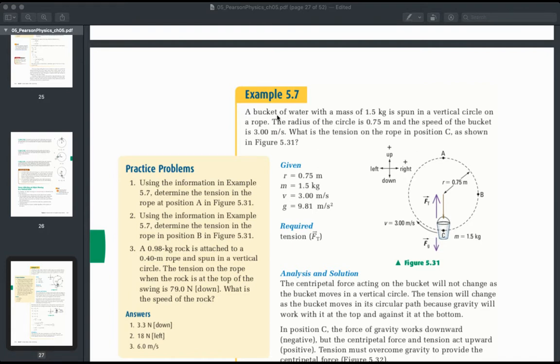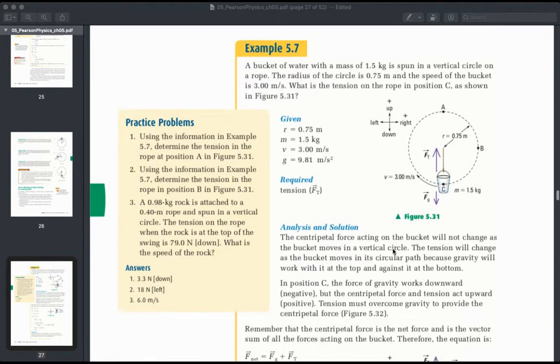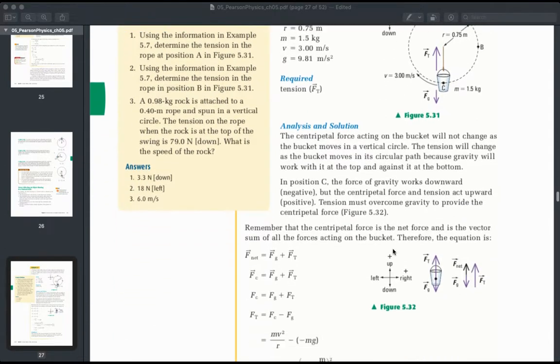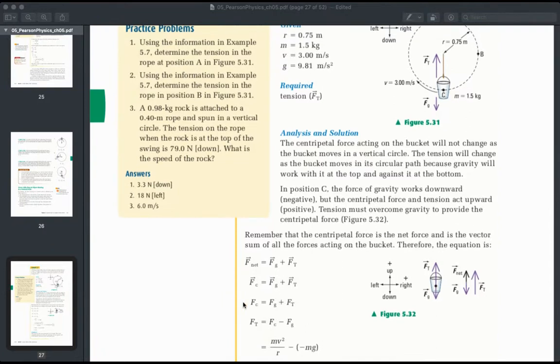So this question says a bucket of water has a mass of 1.5 kilograms, spun in a vertical circle. The radius of the circle is 0.75 meters, and the speed of the bucket is 3 meters per second. What's the tension on the rope at position C, which is the bottom of the rotation? So when we're going to figure that out, we would say the force centripetal is going to equal the force tension minus the force gravity.